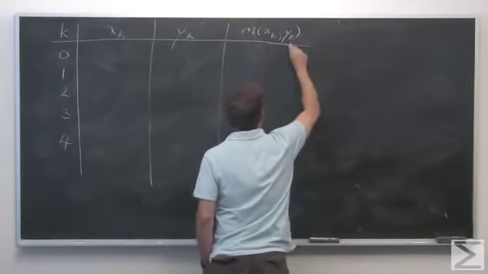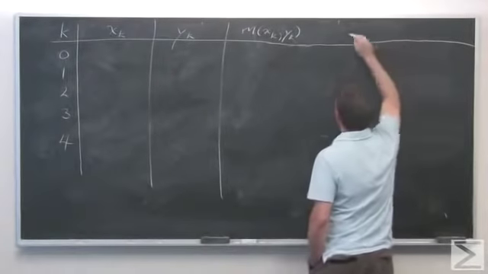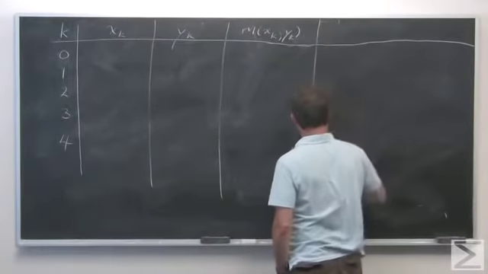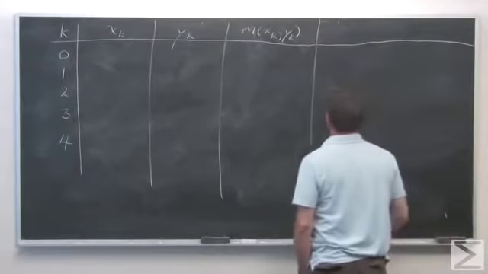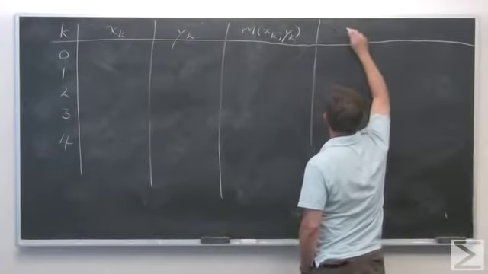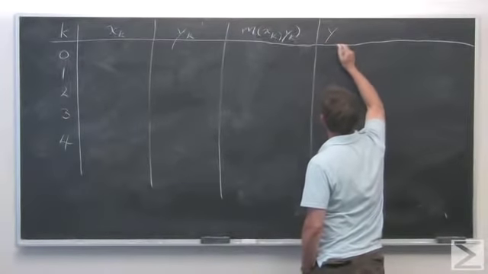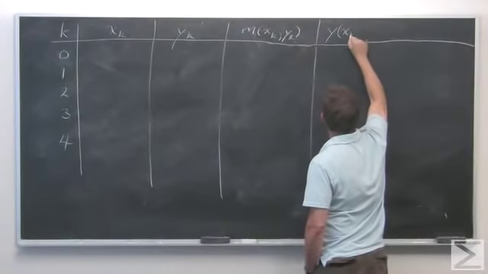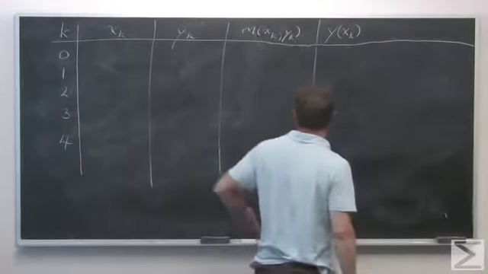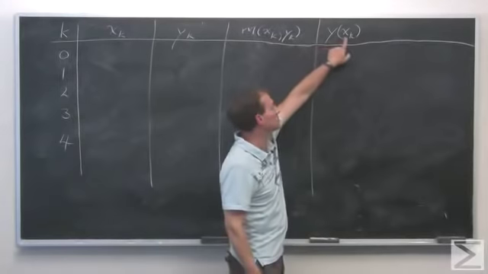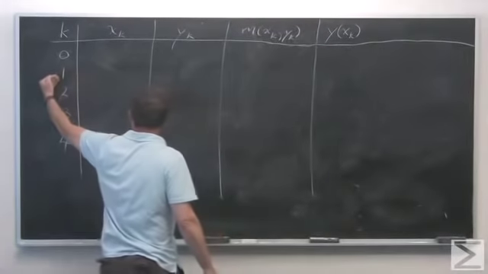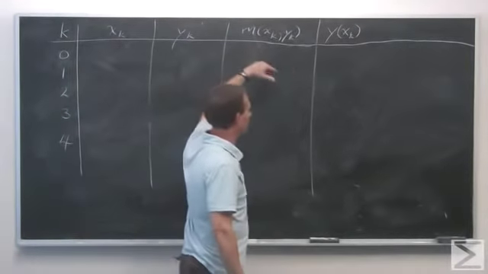And then if you're doing an example where you can actually produce an explicit solution, then for comparison you might like to have the actual value of y at x sub k. So this would be the actual value of the solution at your corresponding k value, so your corresponding x sub k.